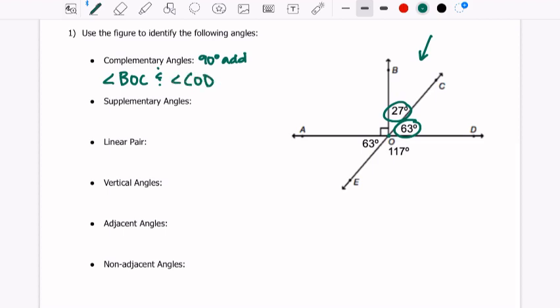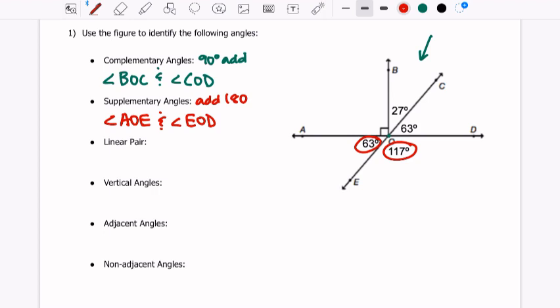Okay, next up we are going to look at some supplementary angles. So remember, supplementary angles are angles that add to 180 degrees. So you just need to find two measures that add to 180. Again, lots of answers, but I'm looking specifically at the 63 and the 117, right? So let's go ahead and name those angles. So angle, let's see, AOE and angle EOD.